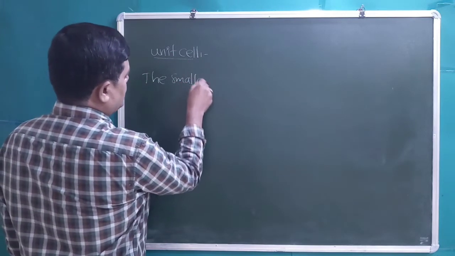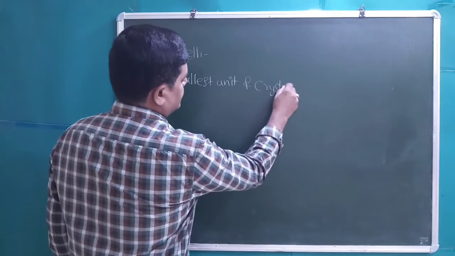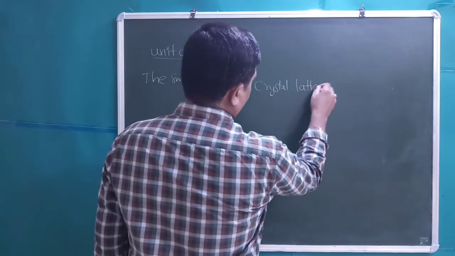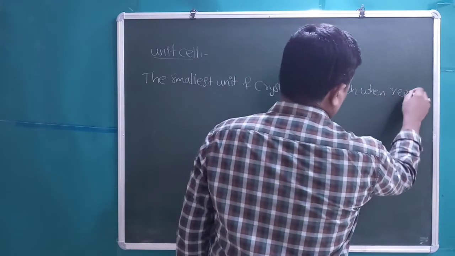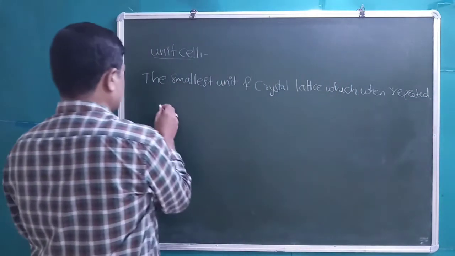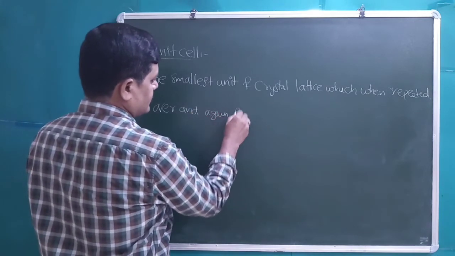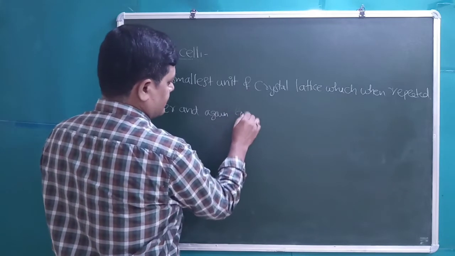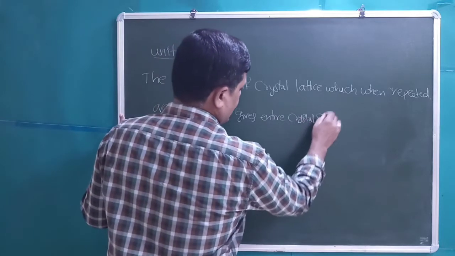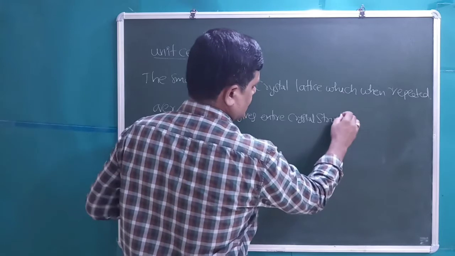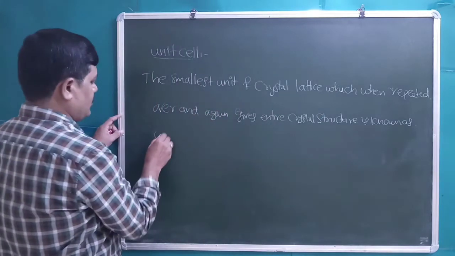The smallest unit of crystal lattice which, when repeated over and over again, gives the entire crystal structure is known as unit cell.